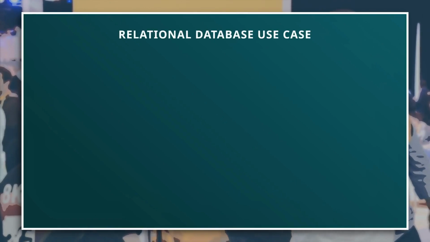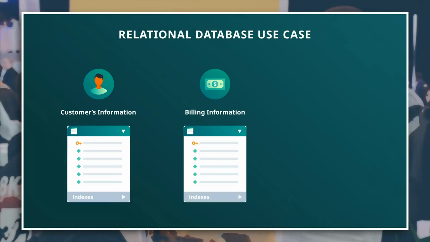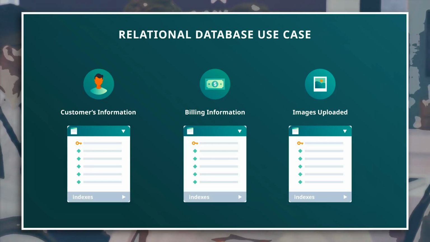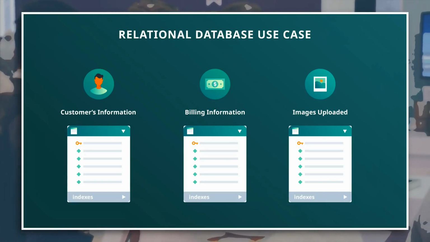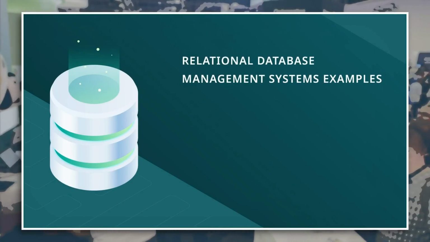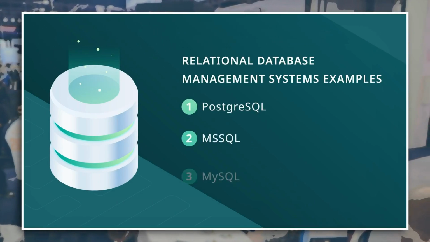NoSQL databases are fantastic for certain use cases, but then other instances will require that you use a relational database. That's why in our example at the beginning, Shutterfly uses both types of databases. In the relational database, they might have 3 separate tables. One for the customer's information, 2 for the billing information, and the 3rd for images that a user has uploaded. With a relational database in one SQL command, you're able to pull all that information across all of those tables, which would not be as easily accomplished with a non-relational database. Some examples of relational database management systems are PostgreSQL, MS SQL, and MySQL.